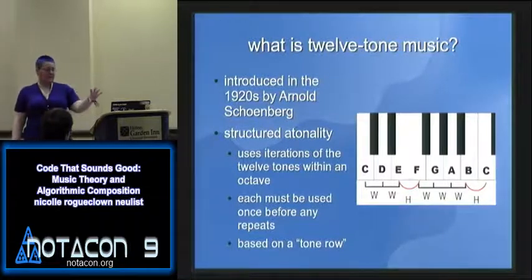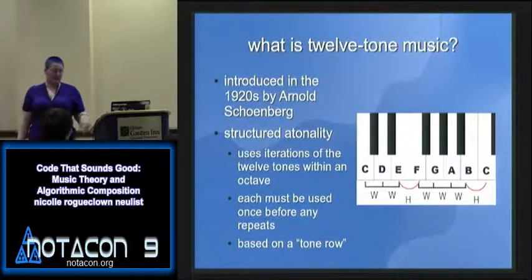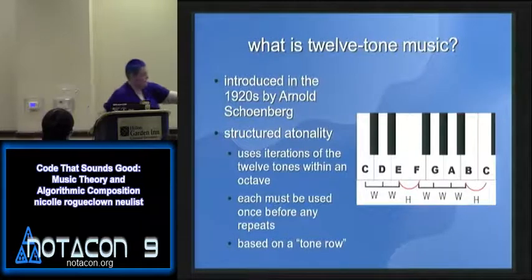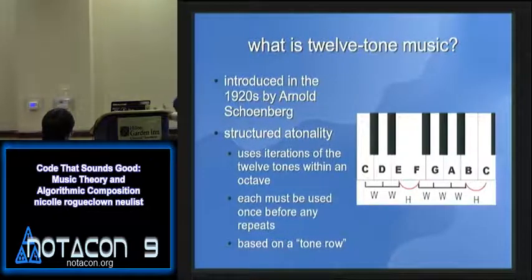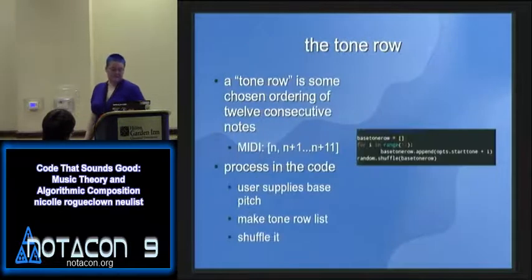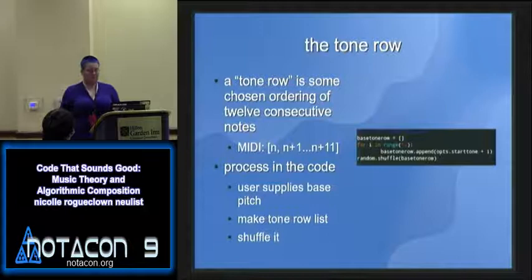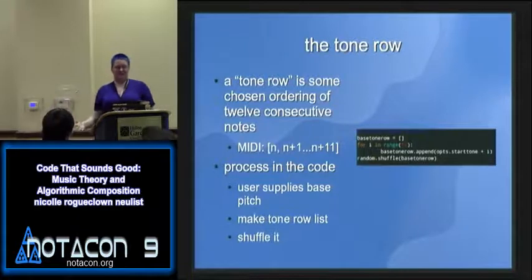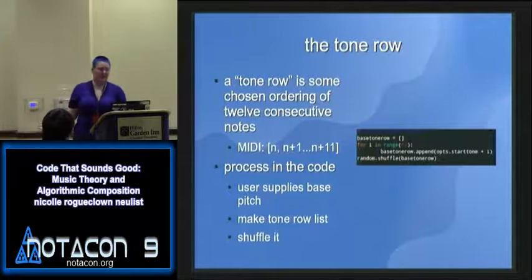You see there, I've got the keyboard diagram of C up to C. Using the white keys and the black keys, 1, 2, 3, 4, 5, 6, 7, 8, 9, 10, 11, 12. And then it repeats again. So you need to use all 12 of those in some order before you use it again. How do you make a tone row in Python? That's actually pretty simple. A tone row is just some ordering of 12 integers in a row. That's really all it is in a piece of code.